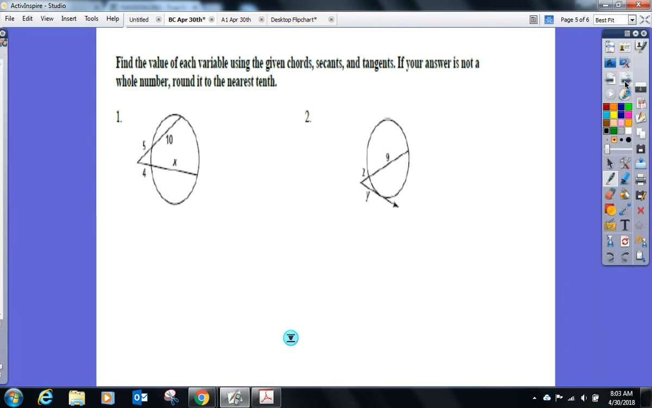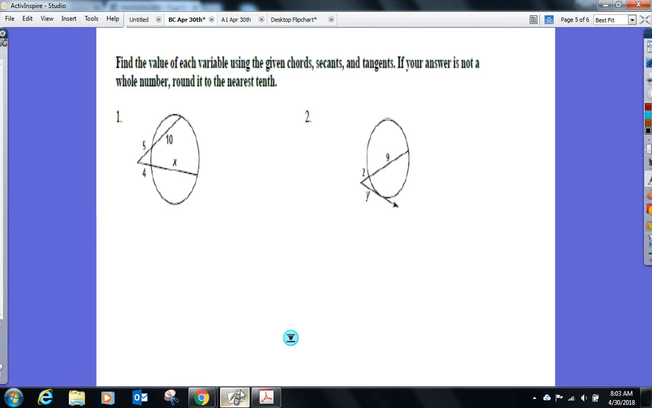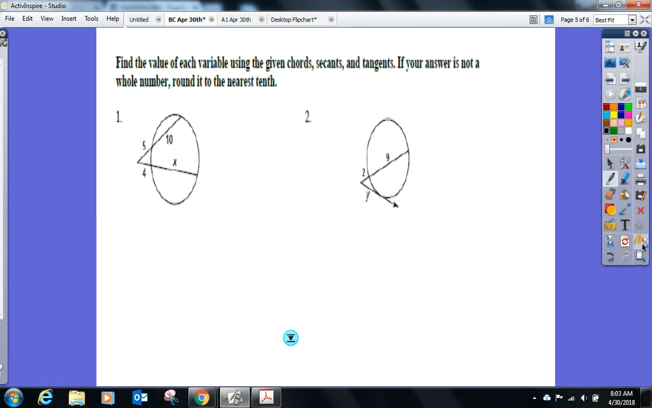All right, let's do it. Find the value of each variable using chords, secants, and tangents. This first diagram, what's involved? What are those two segments? Two secants. Because, coming off of Thursday's lesson, here's what I'll get right away: 5 times 10 equals 4 times x, because you guys are so used to the chords. These are not chords. These are secants. It's a different theorem.